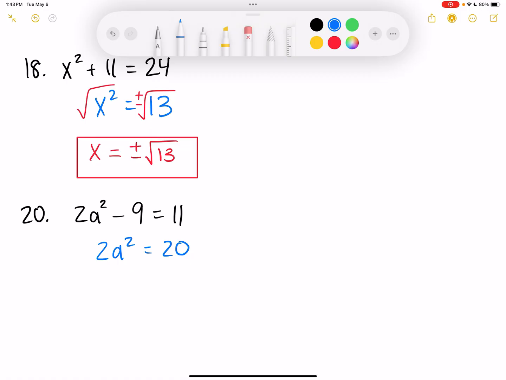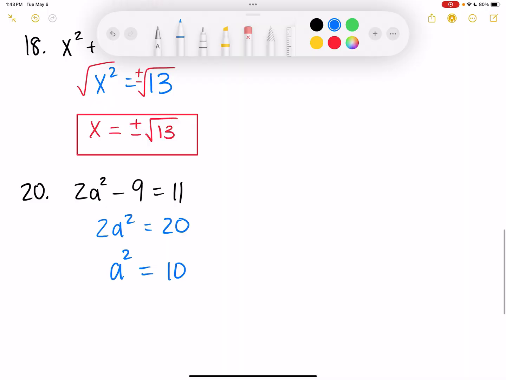You have to have the variable, or whatever is being squared, completely by itself first. So a squared is equal to 10. Now, I'm also going to tell you, you do not have to write these square roots on both sides every time. I'm just doing it while you're getting used to it. So, what is my answer to this one then? A equals plus or minus the square root of 10. Yep, a equals plus or minus the square root of 10.